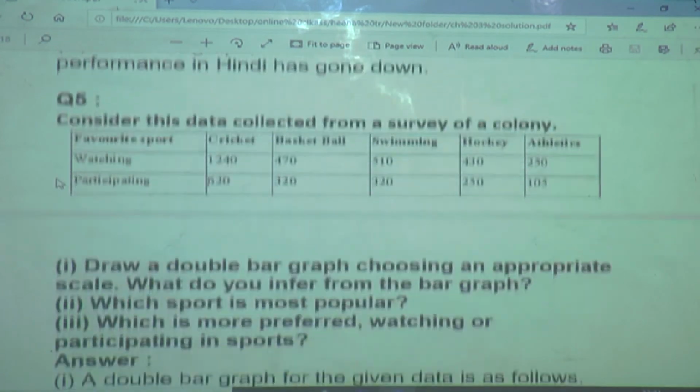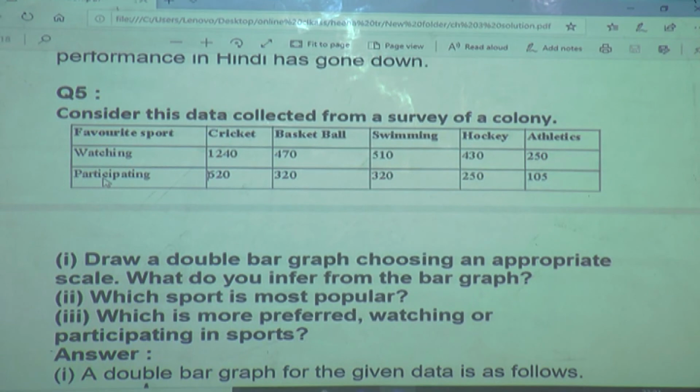One more example. Here you will now be familiar, because in the previous questions we had seen that two sets of data were given. Here also two sets of data are given, collected from a survey of a colony. Now you can prepare your own data. You can take a survey of the members of your family about watching TV and participating, and you can have different types of related examples. You can perform the survey and collect the data.